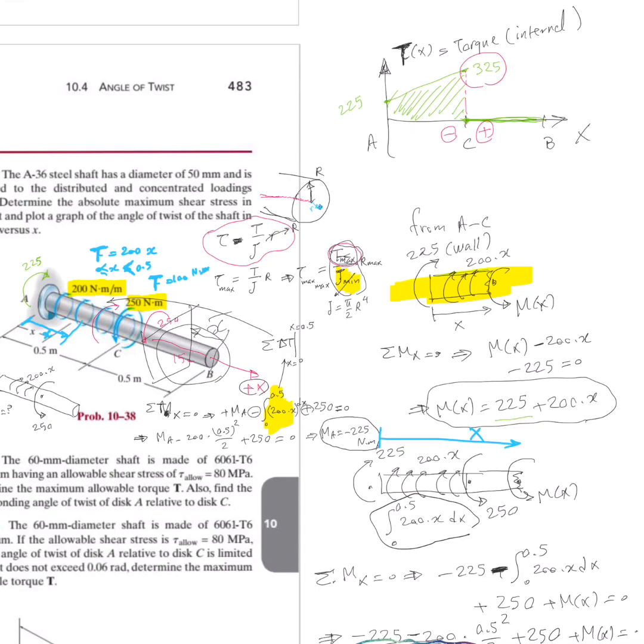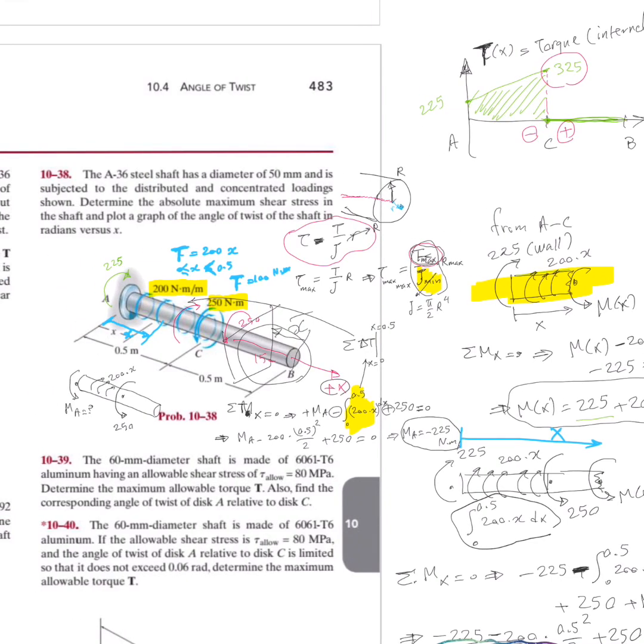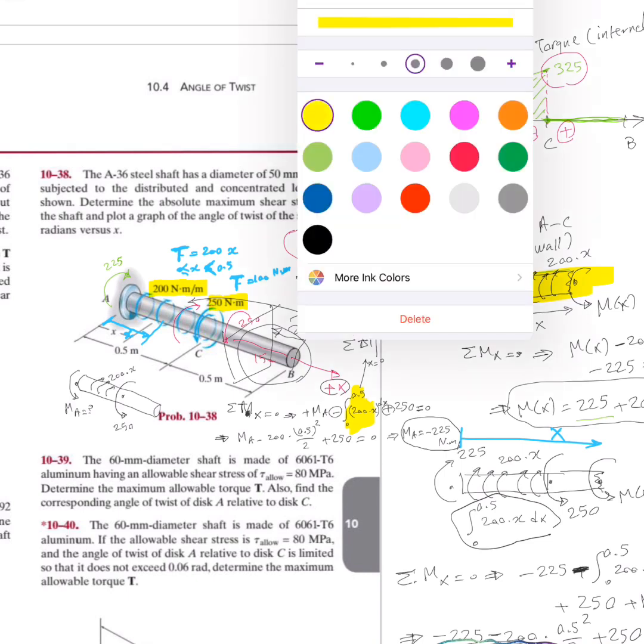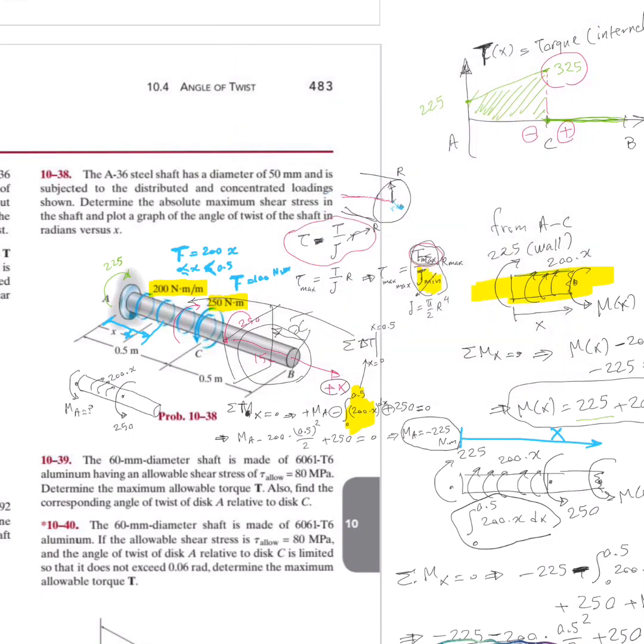Now when I want to solve this problem, all I need to do, going back to the main formula, can I have a highlighter of different color? Like purple. There you go. Instead of T, I should substitute 325, right? And it's going to give you the maximum. So let's do that here. I'll just put 325, and J is pi over 2.